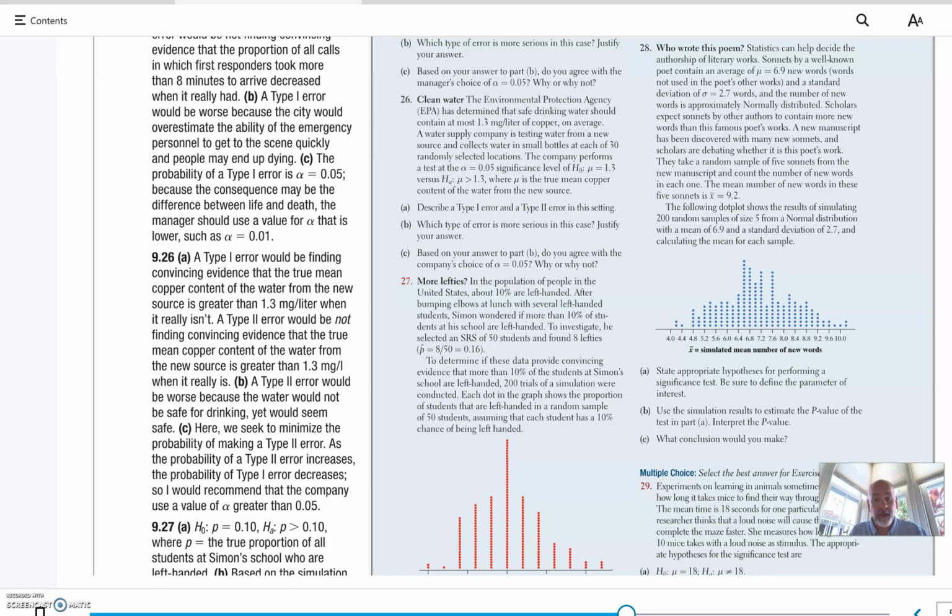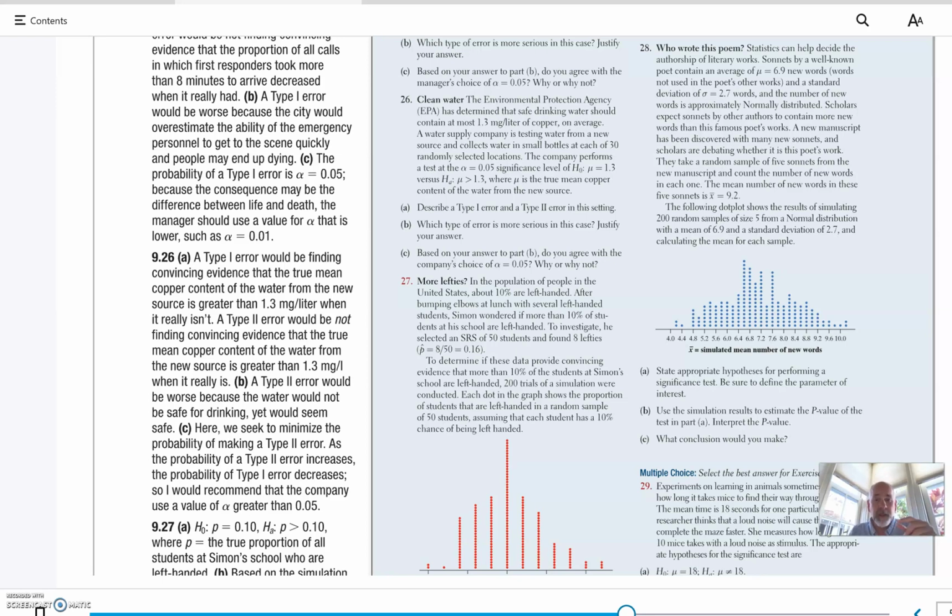Type 1 error. The null is true. Type 1 error is that 1.3 is actually correct, and it's at 1.3 milligrams per liter. But because of a weird sample, we think that it's actually higher, and so we think that there's toxic issues here.